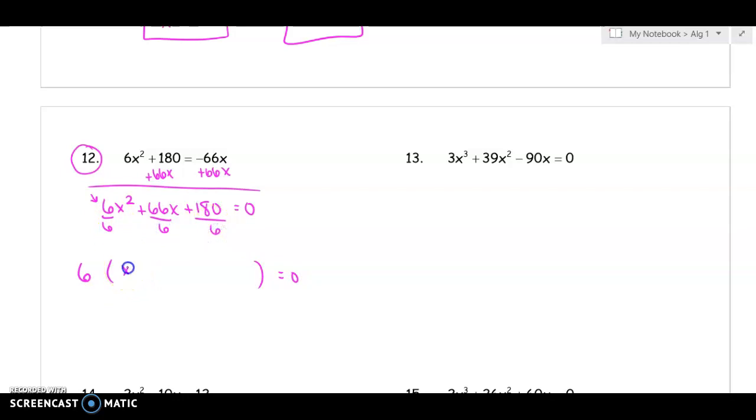You'll get x squared. 66 divided by 6 is 11. 180 divided by 6 is 30. All right, and then the 6 goes out in front. That's our GCF, equals 0.